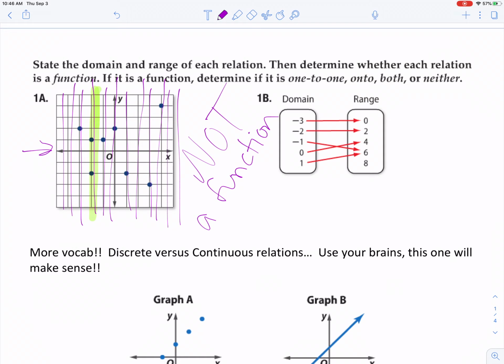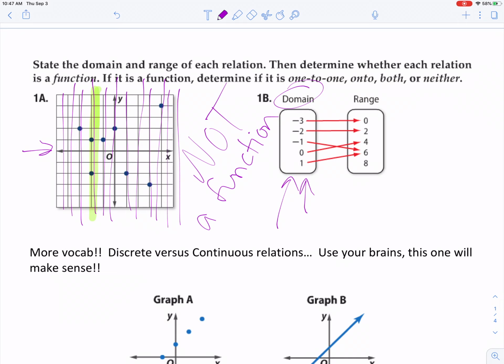Okay, then I come over here. When they give you a mapping like this, and by the way, your Delta Math is definitely going to have some of these mapping ones, and it's kind of confusing looking, so pay attention here. What we're looking for is the input. The input is the domain. That's going to be over here. Each time, it should match to only one range value.